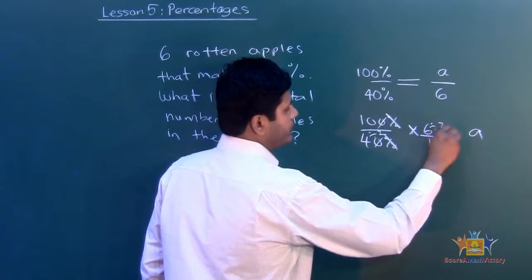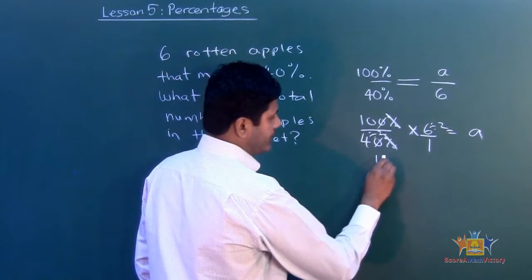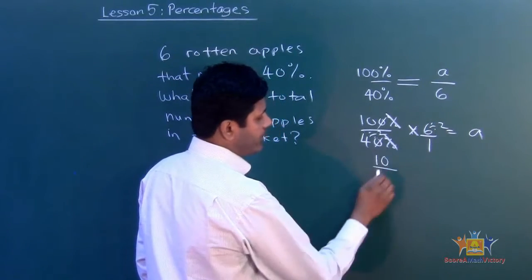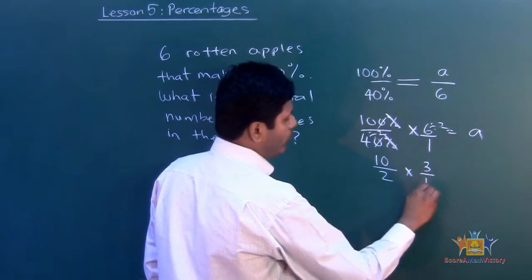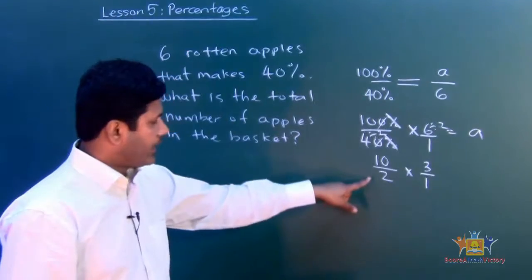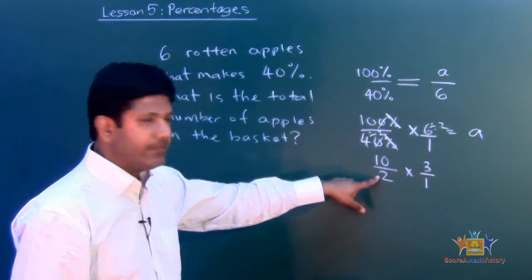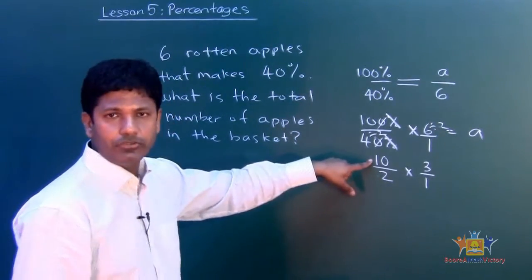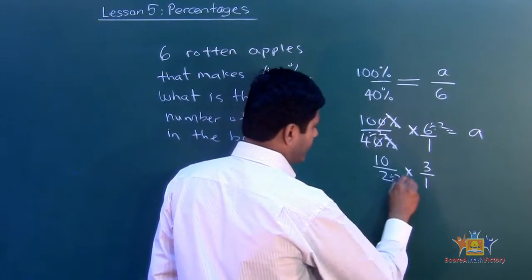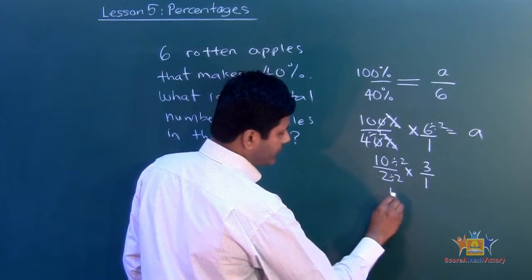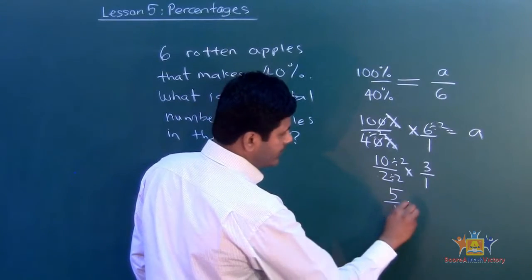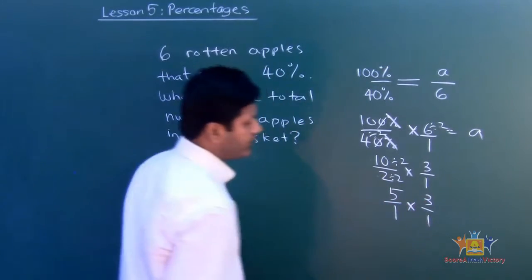I'm going to divide this by 2. Let me write that down now. So you got 10 over 4 divided by 2 is 2 times 6 divided by 2 is 3 over 1. I can simplify further. Remember, I can divide this by 2, I can divide this by 2. Okay? So I'm going to divide this by 2, divide this by 2. So that brings it further down to reduce down to 5 over 1 times 3 over 1.